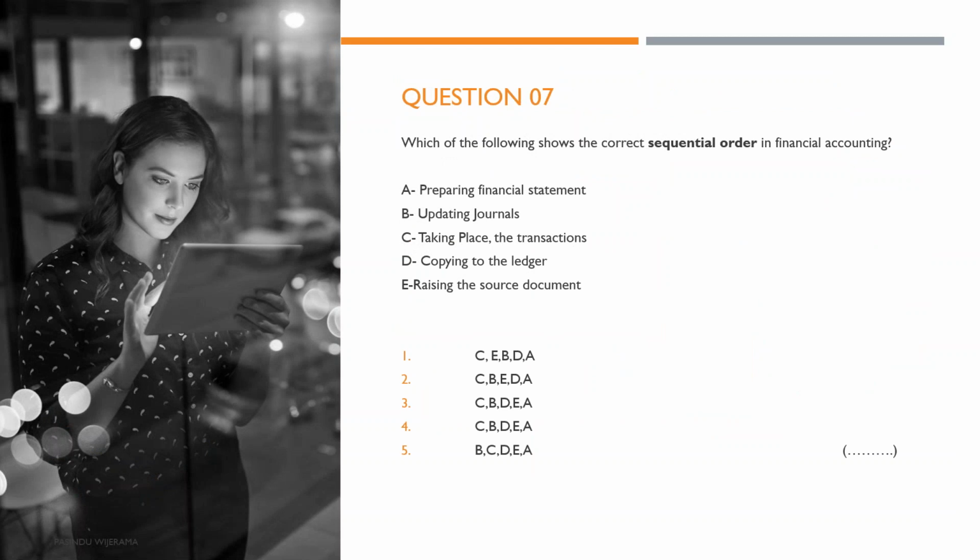Right. Okay. What's the first? C, taking place of the transaction. Before raising the source document, the transaction has to take place. And then raising the source document. C and then E. Okay, fine. Then soon after raising the source document, you need to record them in the journal. That is B, recording them in the journal. And then after recording them in the journal, you have to copy that to the ledger. Then you copy it to the ledger. And at last, you prepare what? Financial statements. Right, good. This is question number 7.